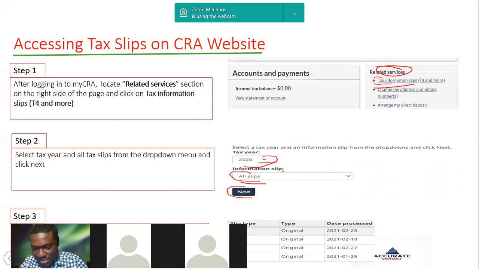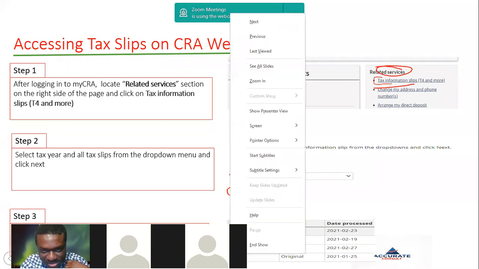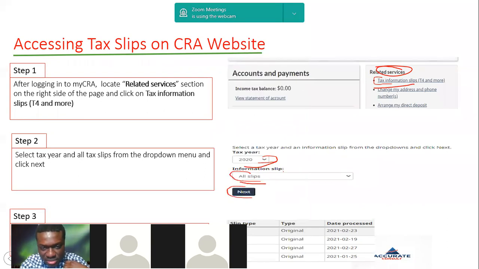So when you click on next, you will see all the tax slips that have been logged, that have been submitted to CRA by employers and financial institutions. Then you click on them. Like this is a T4. You click on this and it will open. So you see what has been reported against your profile.